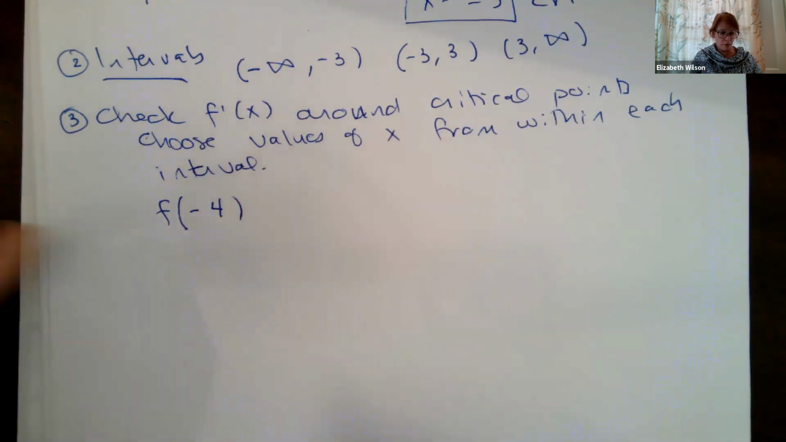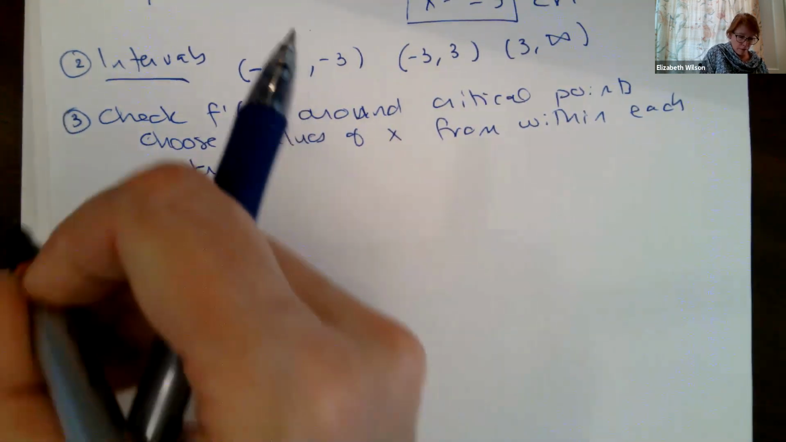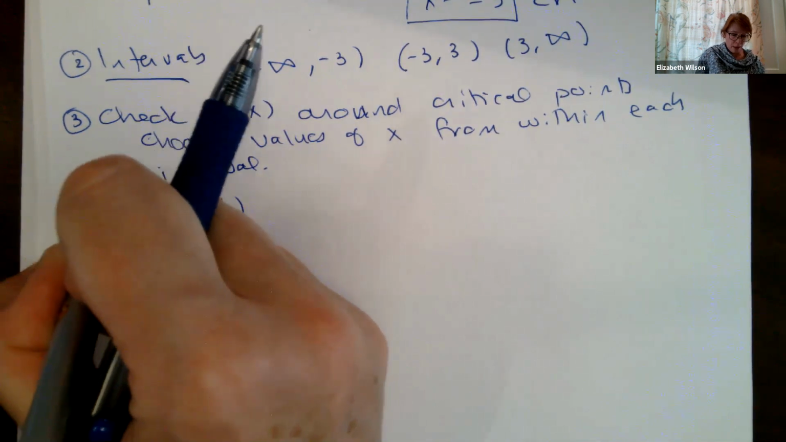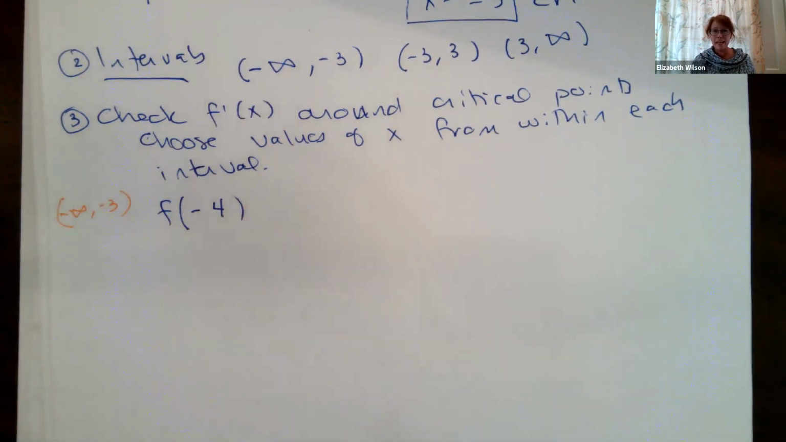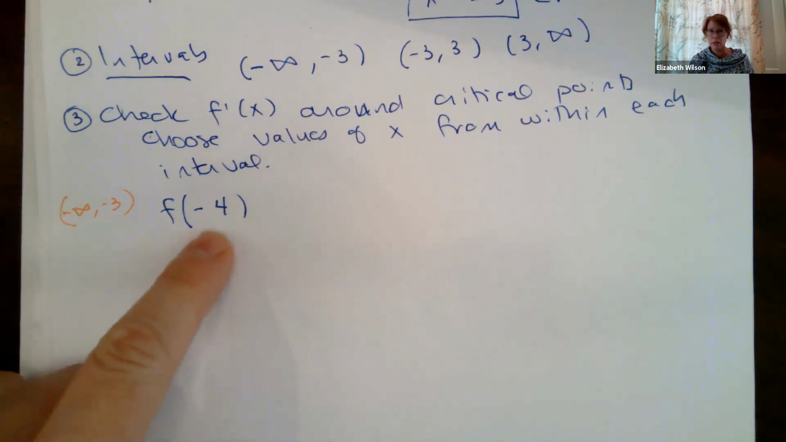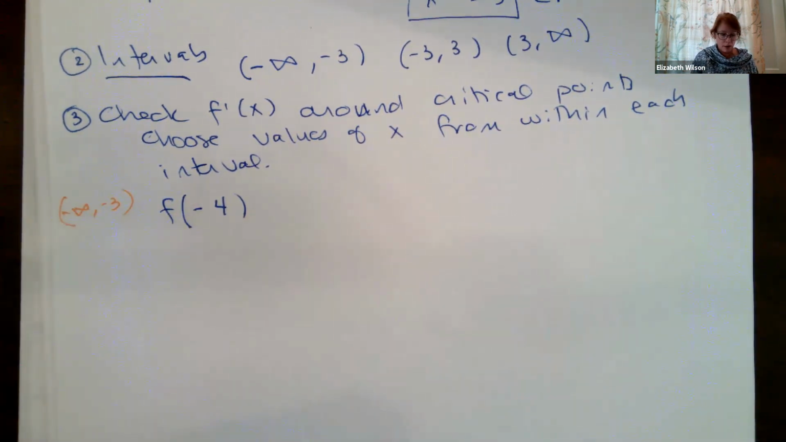This is my interval, going from -infinity to -3. Now I could have chosen any value I wanted between -infinity and -3. I could have chosen -100 million, but don't kill yourself. Choose something straightforward. I chose something right near my critical point just because it was easier on the math.